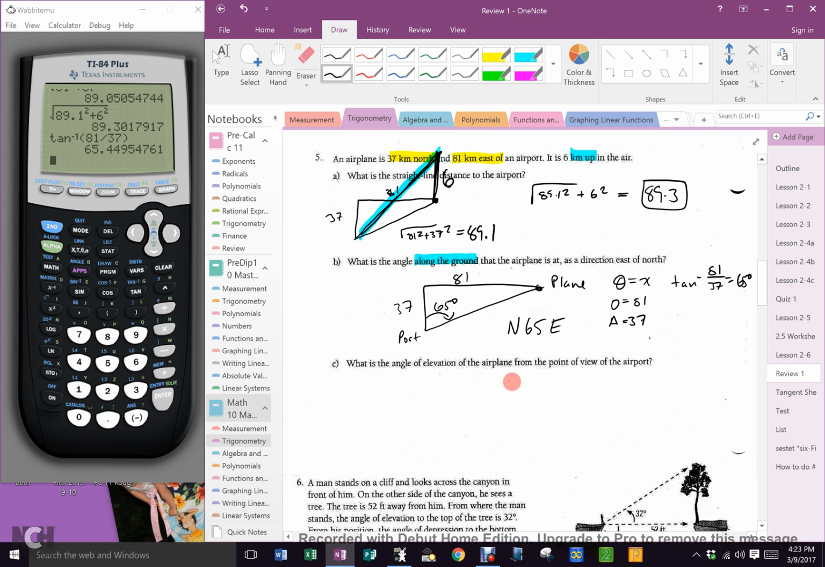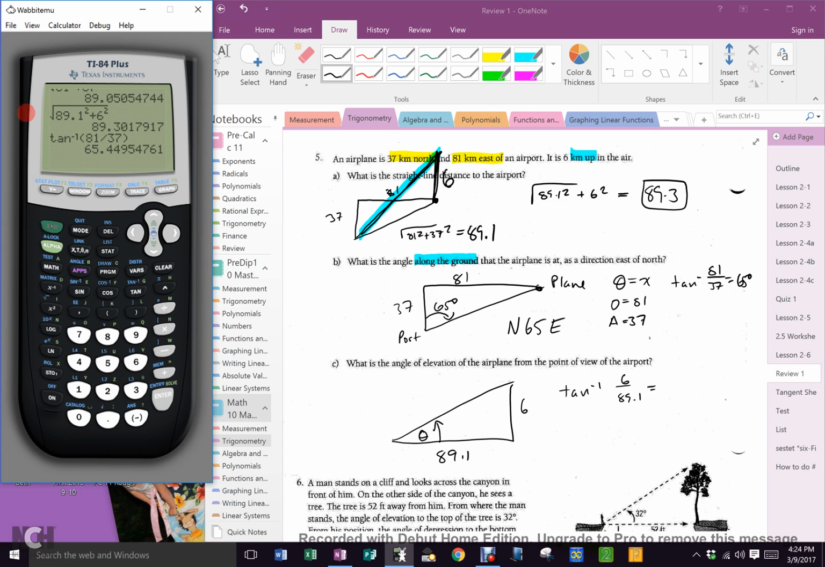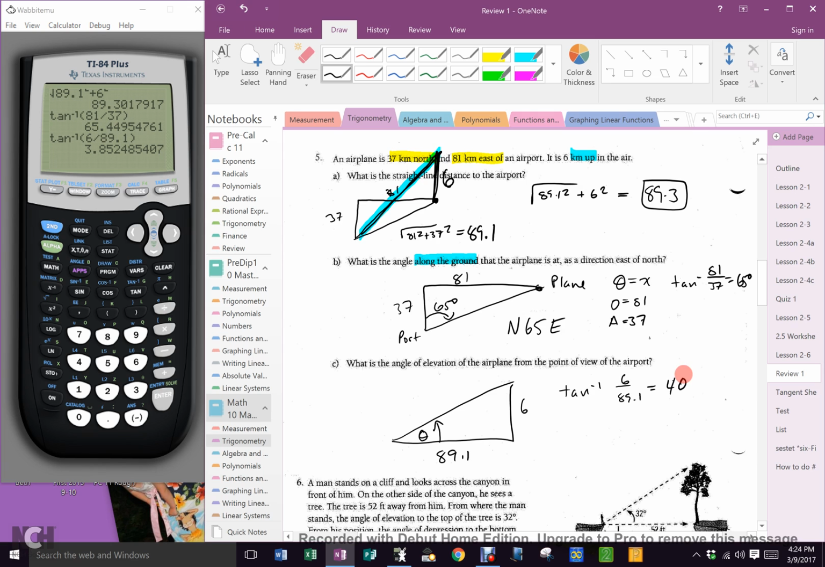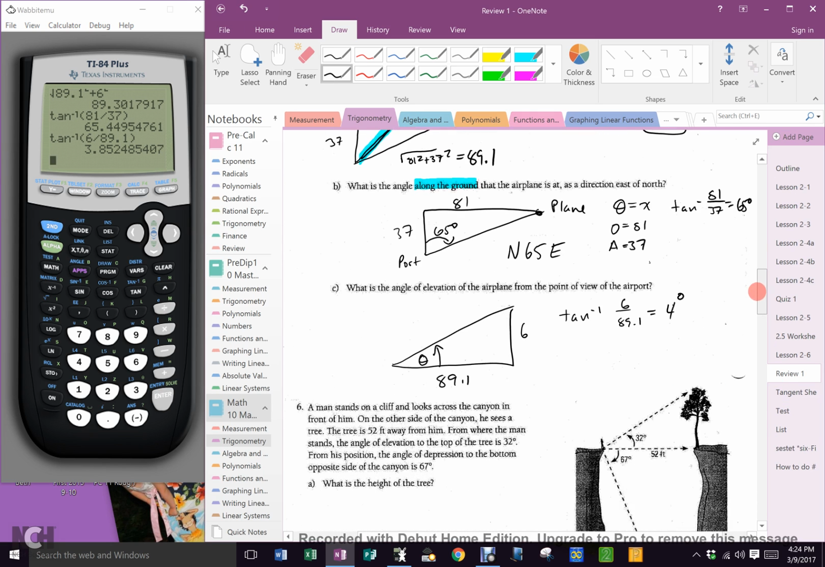The angle of elevation of the plane, well, I know that the plane is 6 kilometers in the air. I know that it's 89.1 away. I need this angle of elevation. So there's my theta. So again, it's shift tan, because I need an angle, of 6 over 89.1. And I get shift tan 6 divided by 89.1, 3.85, or 4 degrees. It's a very tough question.